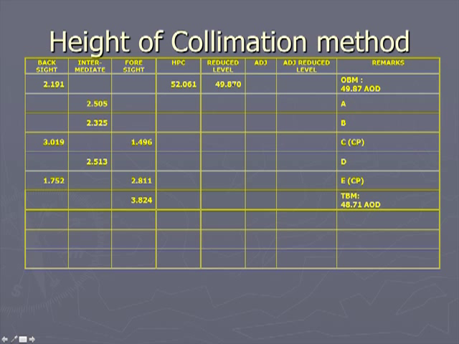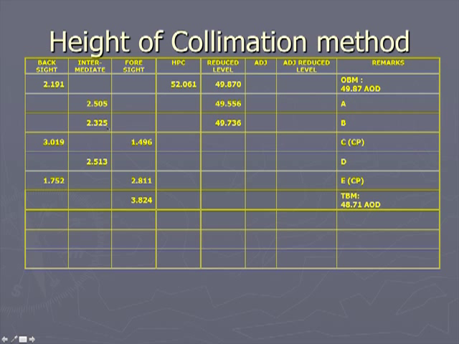Now we want to find the reduced levels of points A, B and C. What we need to do is first take the reading at point A from the staff, 2.505, and if we subtract it from the height of plane of collimation, which has now been calculated, we get the reduced level of point A, 49.556. Similarly, we take the reading at point B, 2.325, and subtract it from the height of plane of collimation, 52.061, and then we get 49.736.